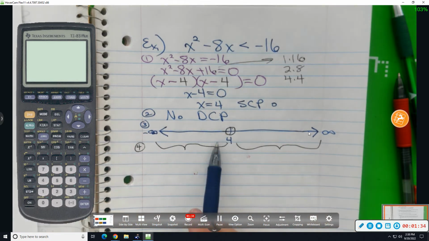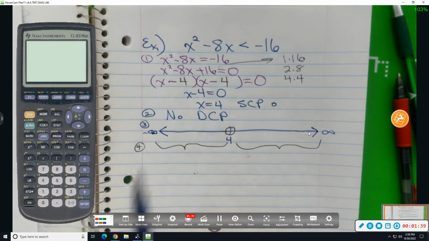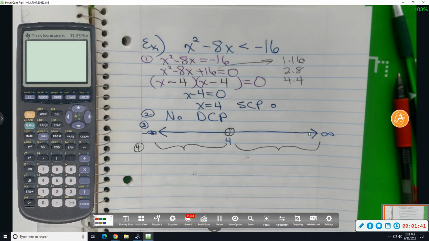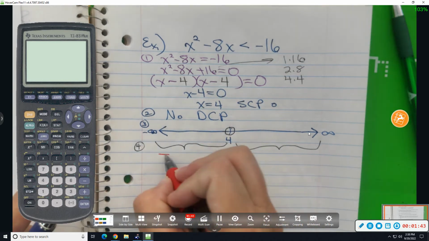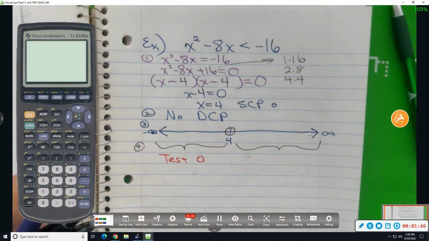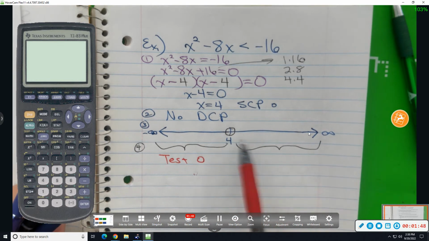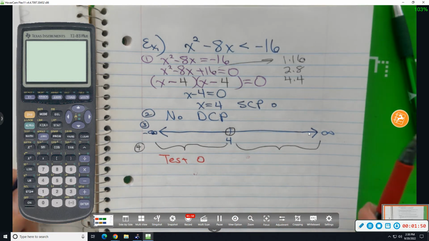To the left of 4, I'm going to check 0. Do you agree 0 is to the left of 4? To me, that's the easiest number to plug in, so I'm going to test 0. To the right of 4, what do y'all want to test? I'll let you choose. 13? I'm going to choose 5.